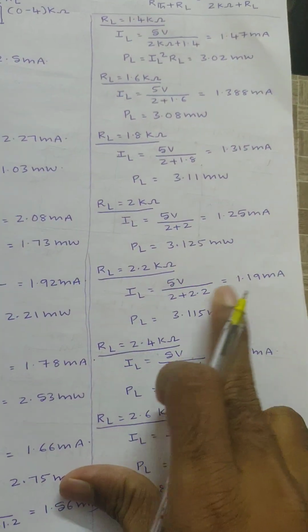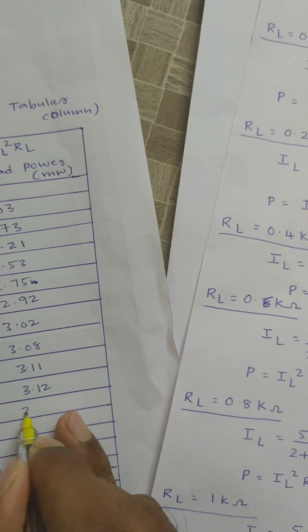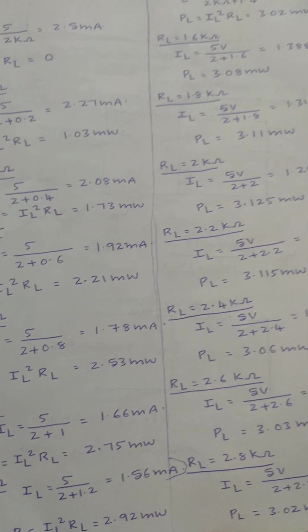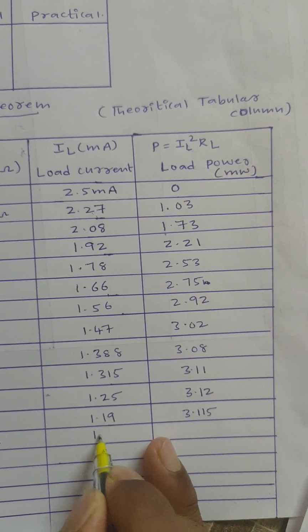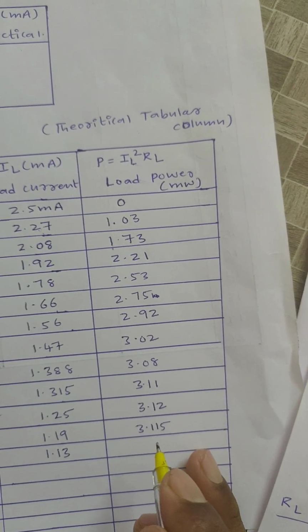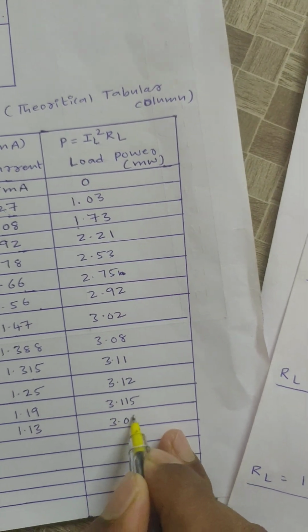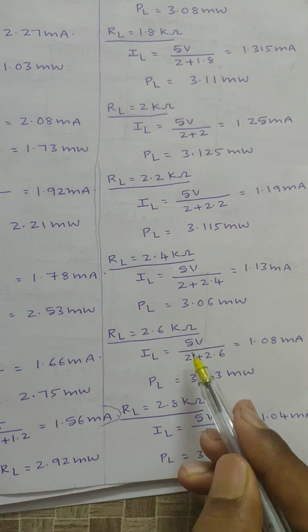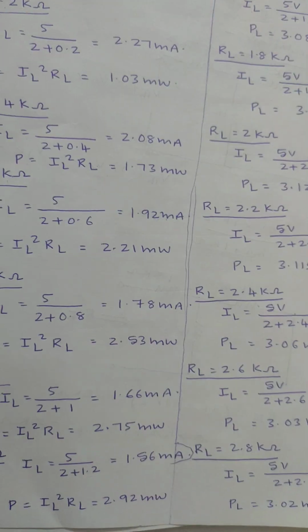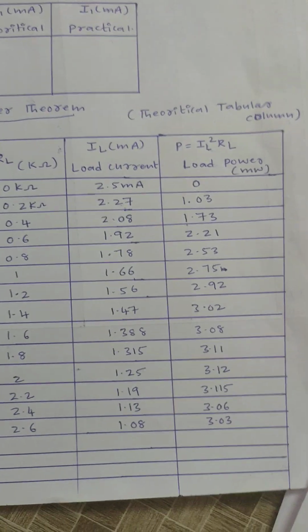Next, when RL is equal to 2.2 kilo ohms, IL value is 1.19 milliamperes, then power is 3.115. Okay, next, similarly, when RL is equal to 2.4 kilo ohms, here IL value is 1.13 milliamperes and power PL value is 3.06. Okay, after that RL is equal to 2.6 kilo ohm, IL value is 1.08, right? Power P value will be 3.03 milliwatts.